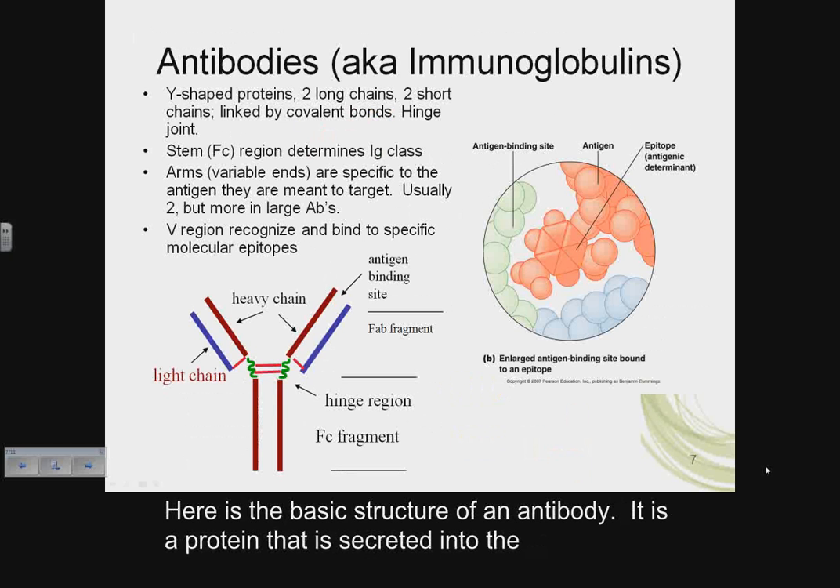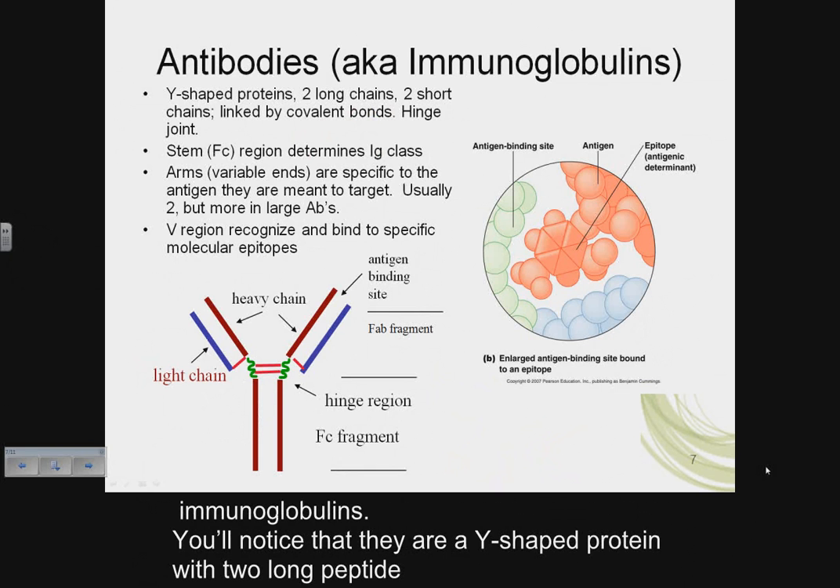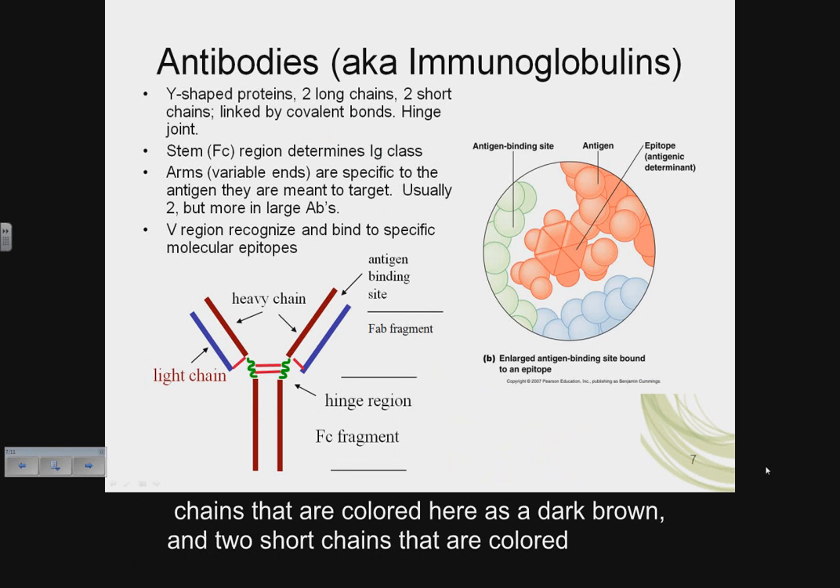Here is the basic structure of an antibody. It is a protein that is secreted into the plasma by a mature B cell called a plasma cell. Antibodies are also called immunoglobulins. You'll notice that they are a Y-shaped protein with 2 long peptide chains that are colored here as a dark brown and 2 short chains that are colored blue.